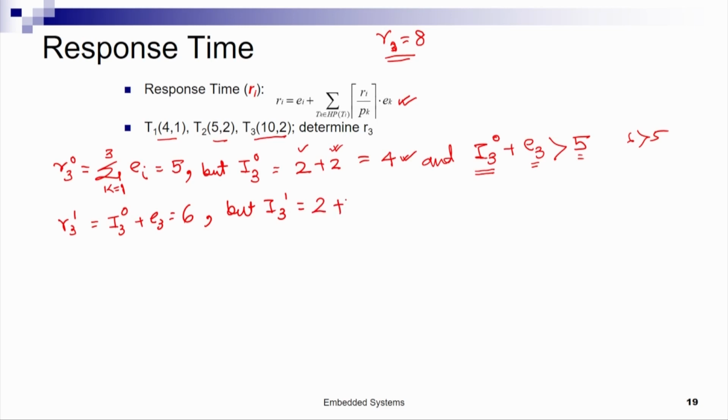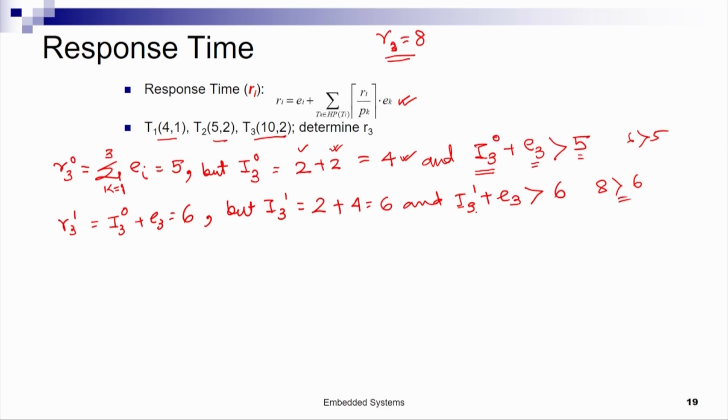What is the interference now caused by the task T2? It is 6 by 5, ceiling, which is 2, and 2 into 2 is 4. So the total interference caused is 6, and therefore I31 plus the execution time E3 becomes greater than 6. So I31 is 6 plus E3, so it is 8. So 8 is greater than 6.